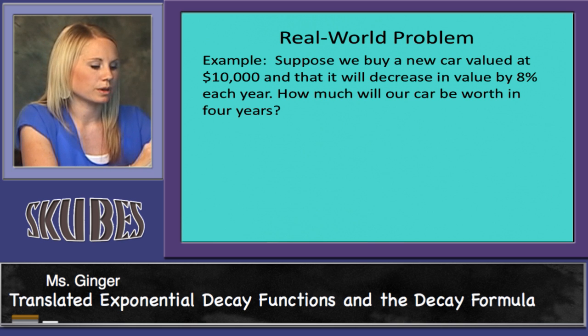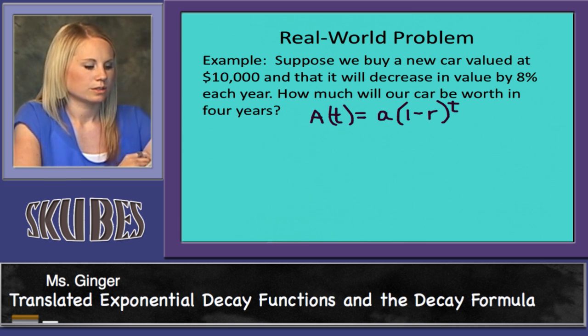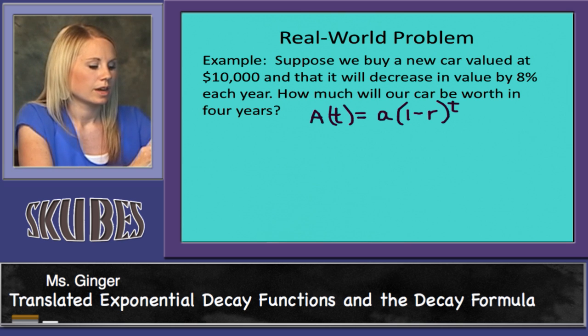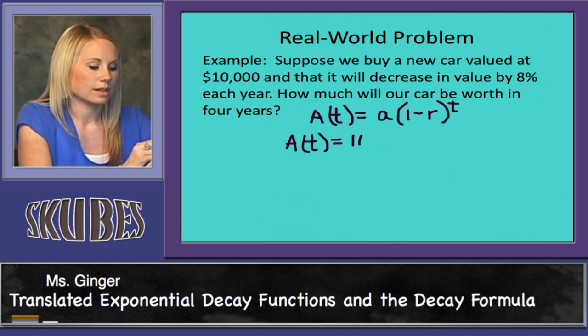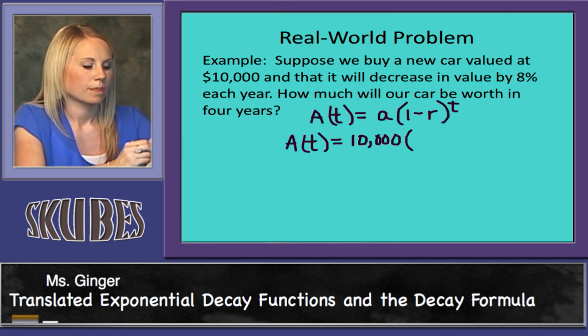So what we would do is we would copy in the decay formula, a times 1 minus r, and raise that to the t. So we fill that in first, and now we're going to fill in our information to the pieces that we have. So we do not know final amount, A of t. We're going to leave that alone until we calculate it. We do know that we are starting at $10,000. We're going to stick that value there.